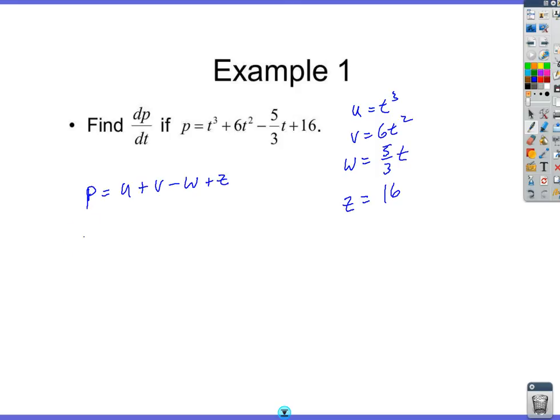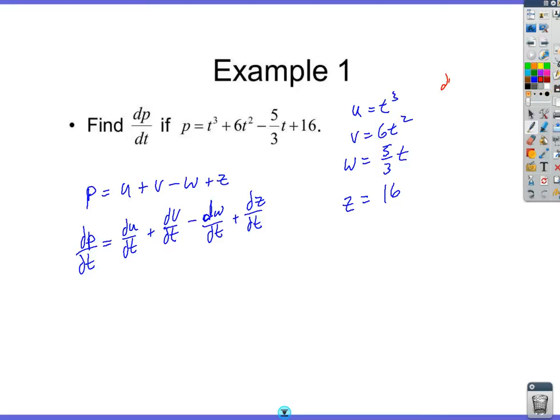So if I want to find dP/dt, and I had all these adding and subtracting of functions, well, didn't they just tell me that this would be the same thing as finding du/dt plus dv/dt minus dw/dt plus a dz/dt. So I can just find the derivative of each of these individually. Oh, okay. Well, let's go over here and figure that out.